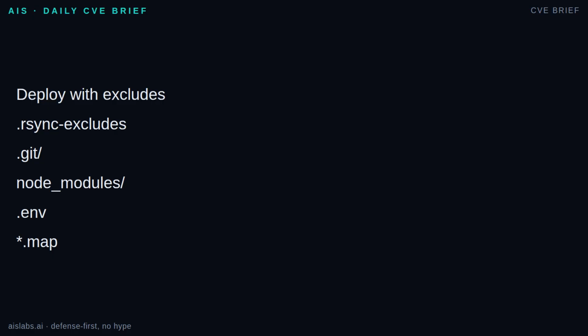Create an exclude file in the project with .git/, node_modules/, .env, and maybe *.map if source maps are not public. Then run the dry run command with delete and exclude-from. If the output only shows the expected uploads and deletions, press up, remove dry run and run it for real. For higher end deployments, sync to a release directory first and switch a symlink after health checks.